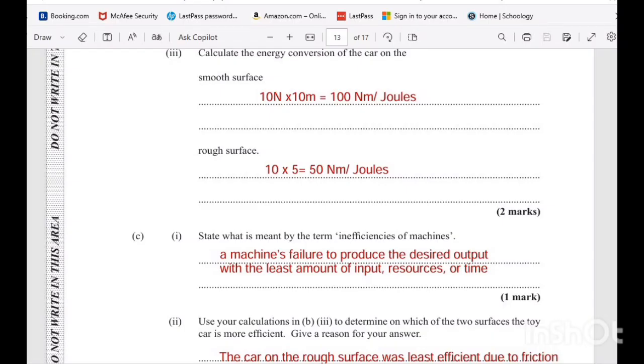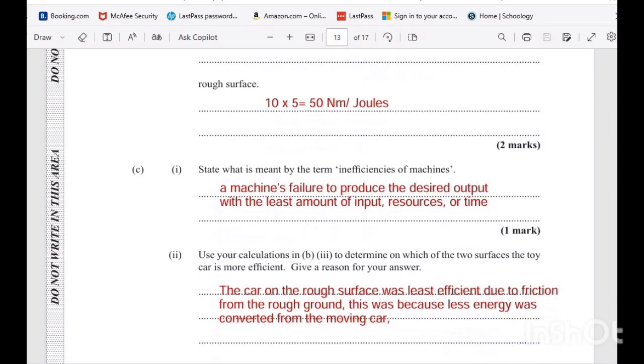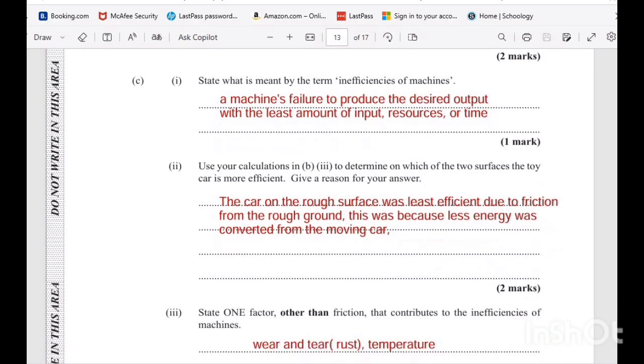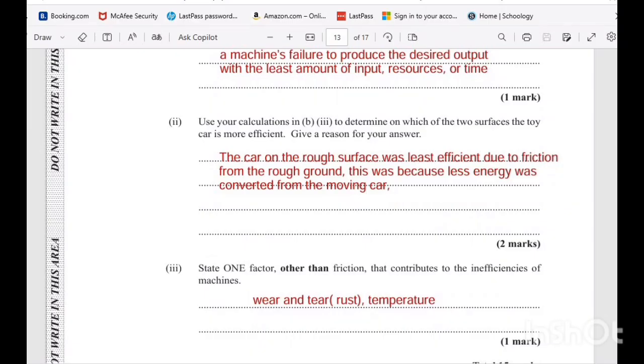It says, state what is meant by the term inefficiencies of machines. Now, an inefficiency means that a machine fails to produce the desired output with the least amount of input. So basically, your machine is just not doing the job that it's supposed to do. So you have a knife and it's not cutting your tomato. It's not doing what it's supposed to do. It's inefficient. It's dull, right? So that's what an inefficiency in machines means. The machine is not able to do the job it's supposed to do.